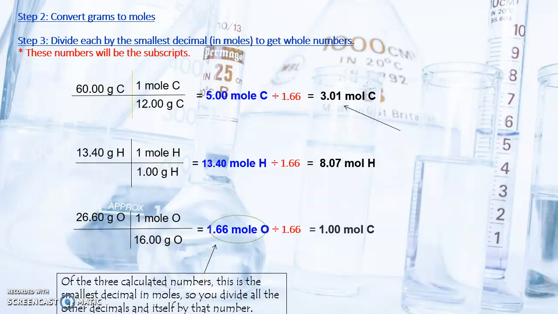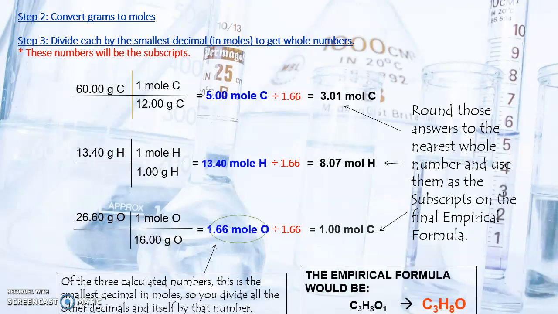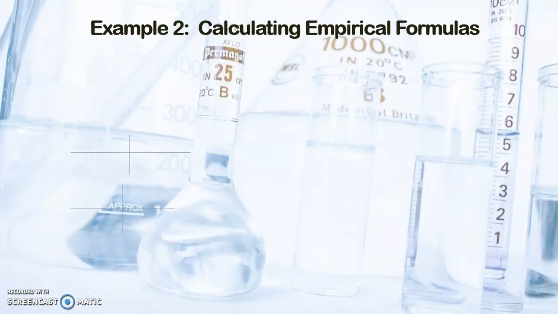Okay, so this is the last step. You need to round these answers to the nearest whole number and use them as subscripts on the final empirical formula. So finalizing our answer, the empirical formula is C3H8O1, or C3H8O. I hope you were able to learn from our first example. Let's move on to our second example.